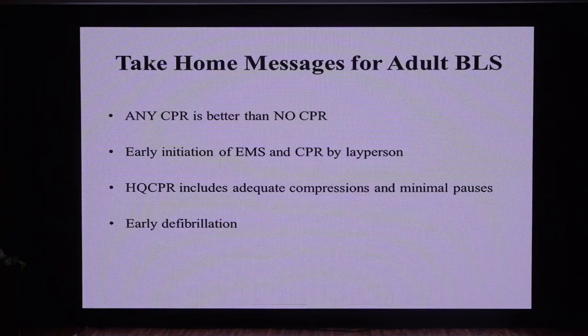And we are all healthcare providers. We should know how to give adequate compression with minimal pauses and airway breathing. And we should also know that we have to defibrillate early, right?